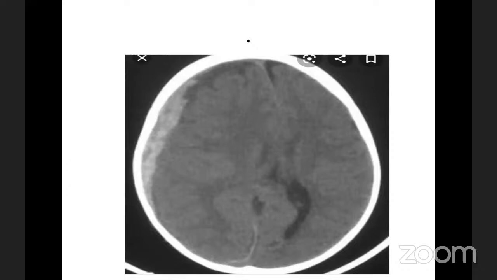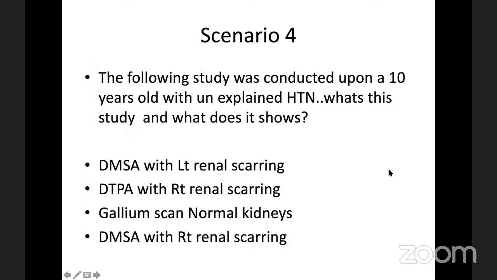Because the simple answers, maybe 50 candidates appearing, all of the 50 might get through. But 10 scenarios might be like this tricky one, and that might be the deciders. And when you get your score, the pass candidate score and the fail candidate score, it is just a matter of few scenarios, right or wrong.